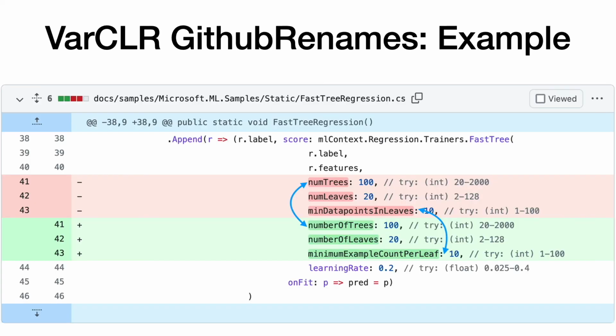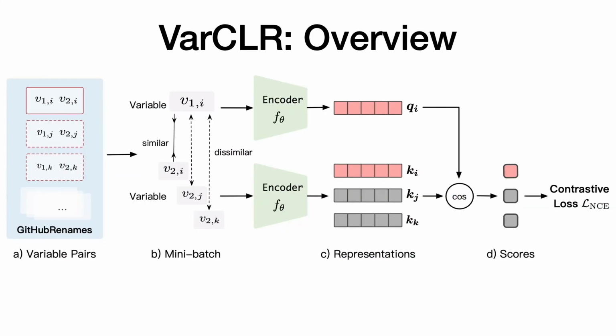So here is a glance into our GitHubRenames dataset. In this example, there are 3 pairs of variables that will be treated as positive pairs. And as you can see here, the last pair is mean data points in leaves and minimum example count per leaf. So now let's see how we can use these pairs mined from GitHub and use contrastive learning to improve variable representations. This is the overview of our VarCLR approach, and we will walk through it briefly step by step, but for more detailed discussion, please refer to our paper.